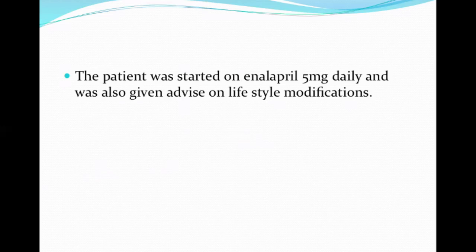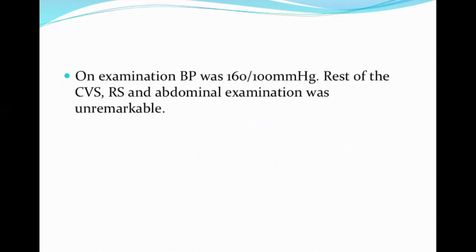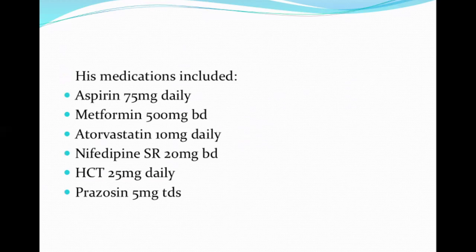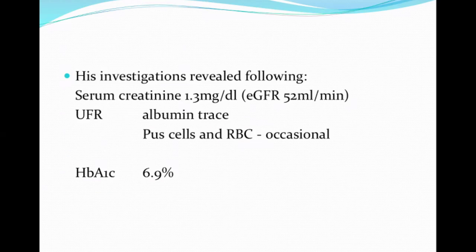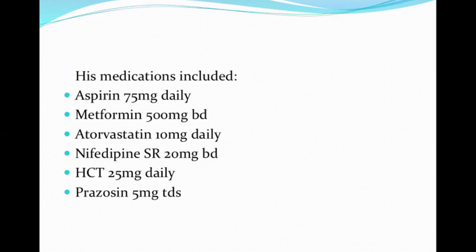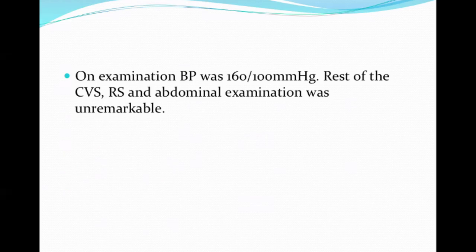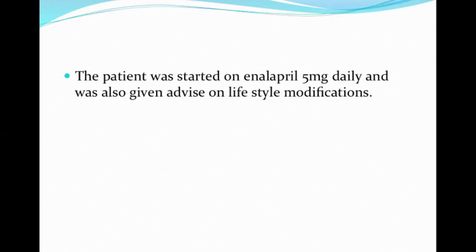The patient was started on enalapril 5 mg daily because blood pressure was not controlled despite being on these drugs. And the only drug which was not given here is the ACE inhibitor or angiotensin receptor blocker class. So that is why this was started. And he was given lifestyle modifications on hypertension control. So what are those lifestyle modifications? Anybody? For hypertension management?